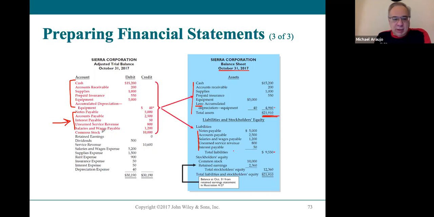Stockholders' equity, well, we know about common stock because that's given to us. Retained earnings, we figured out in the last statement. So we can move that $10,000 over to common stock, but the retained earnings balance comes from the previous statement, which is the retained earnings statement, 2360. 12,360 in stockholders' equity. When we add these two together, their total is 21,910, which matches our assets. Okay.